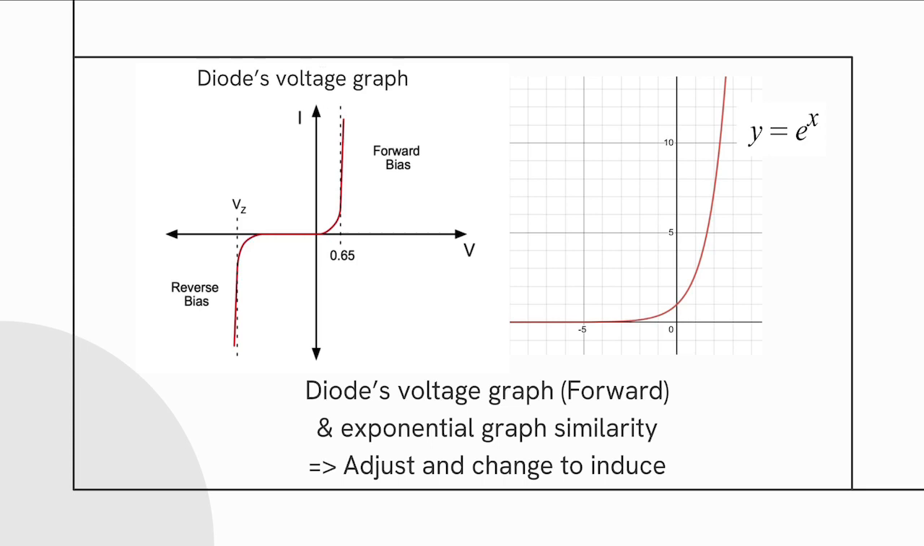You can see that the variation of these two graphs is quite similar. If you adjust the exponential function well, you will be able to make it similar to the graph in the forward voltage portion of the diode graph. To adjust the exponential function graph well, it is necessary to understand the characteristics of the exponential function graph.